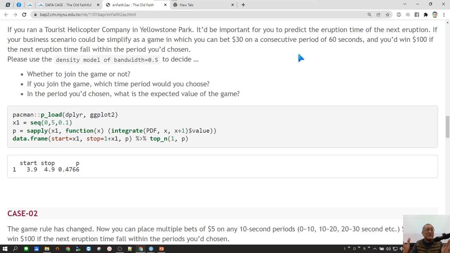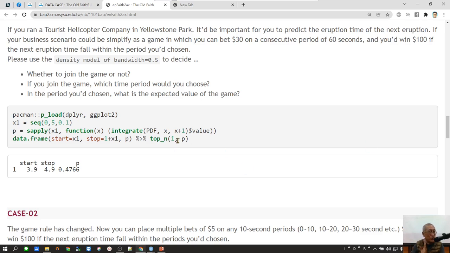you can place a bet on 60 seconds, on every 60-second interval, and the cost of the bet is $30. If the next eruption time falls within the 60 seconds that you pick, you'll win 100. So the question is, do you want to join the game? And if you join the game, which period would you choose? And in the period that you choose, what is the expected value of the game? What is your expected payoff if you pay 30 for that 60 seconds? That is the first exercise that we have done, right?